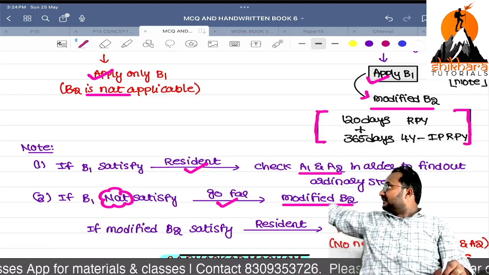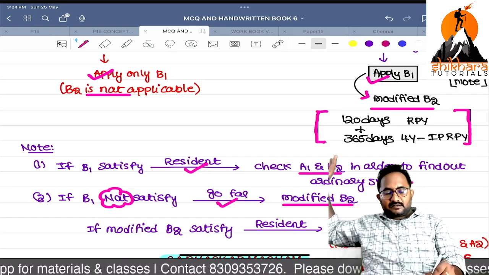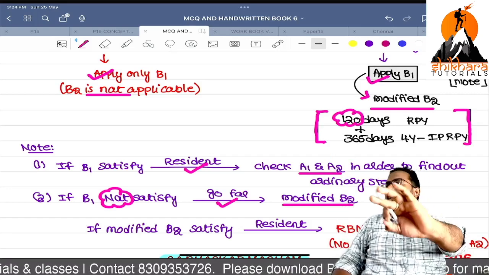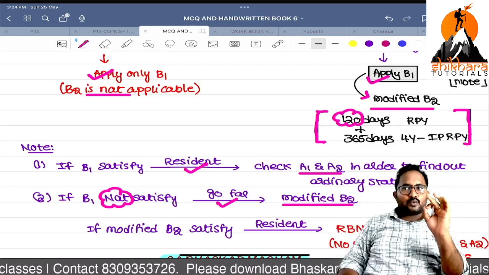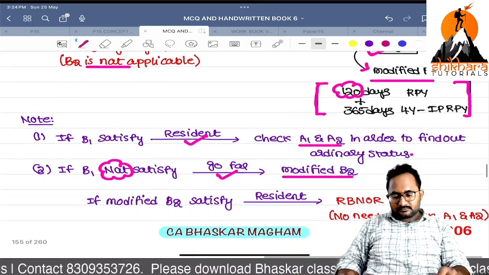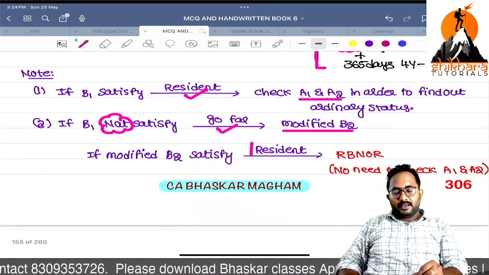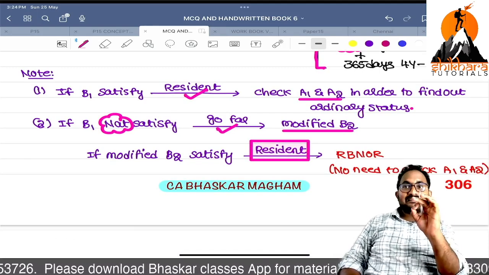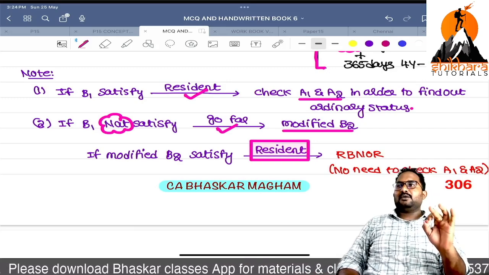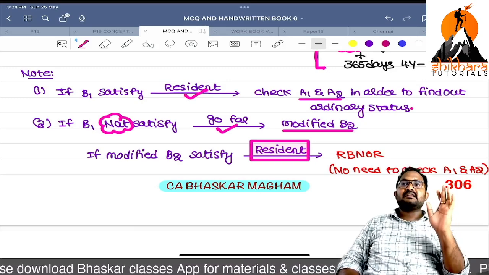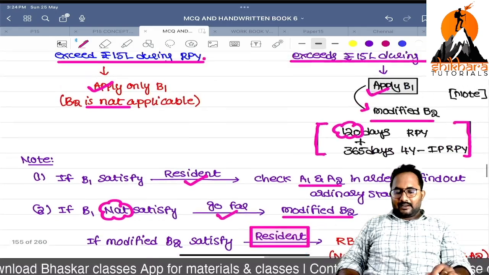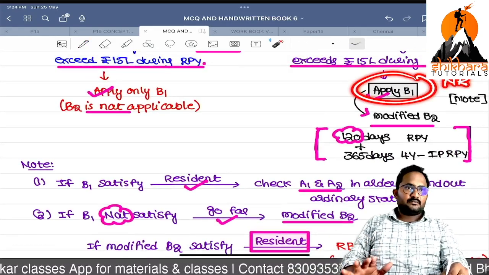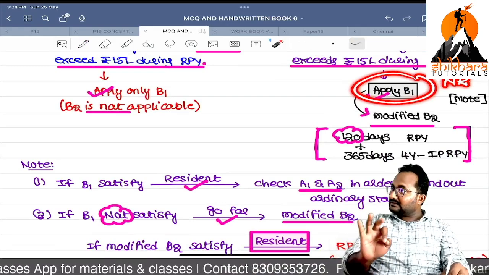What is that modification we have done in the B2? Just instead of 60 days, we have replaced it with what? 120 days. Now, if modified B2 is satisfied, then resident is the answer. But don't go for that ordinary status computation. Sir, actually B1 not satisfied means what is the answer we have to give? Non-resident.